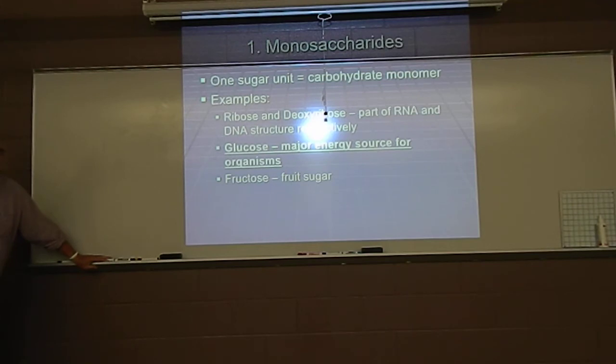So monosaccharides, mono meaning one, saccharum is sugar, saccharide, so it's one sugar unit. So that's the monomer of a carbohydrate. And some examples of these are ribose and deoxyribose. These are a part of the structure of RNA and DNA. And then there's glucose. Glucose is the major fuel source for the cell, energy source. It is the fuel that the cell runs on. Okay, glucose. And then fructose is fruit sugar. It's the sugar that you would tend to associate with an apple or orange or something like that. So monosaccharides, one sugar unit.